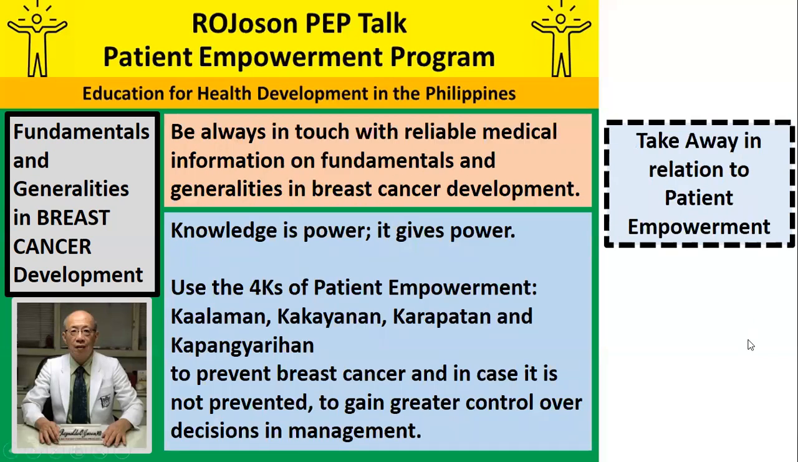Takeaway in relation to patient empowerment: be always in touch with reliable medical information on fundamentals and generalities in breast cancer development. As we know, knowledge is power. It gives power. Use the 4Ks of patient empowerment: kaalaman, kakayanan, karapatan, and kapangyarihan to prevent breast cancer. And in case it is not prevented, to gain greater control over decisions in the management.